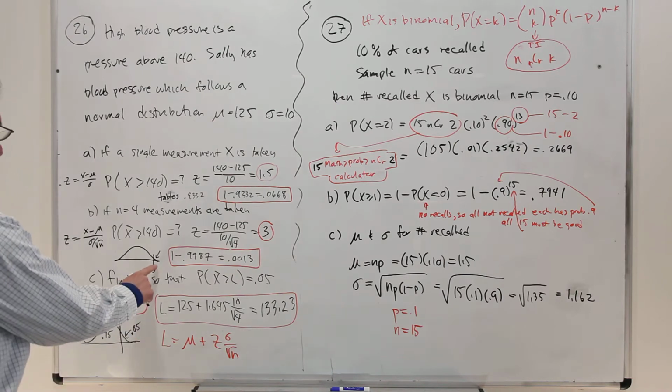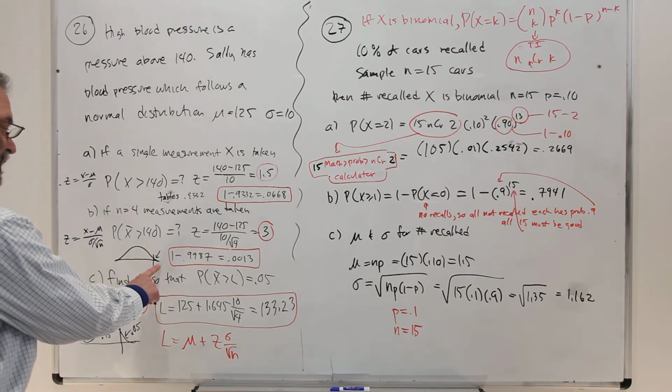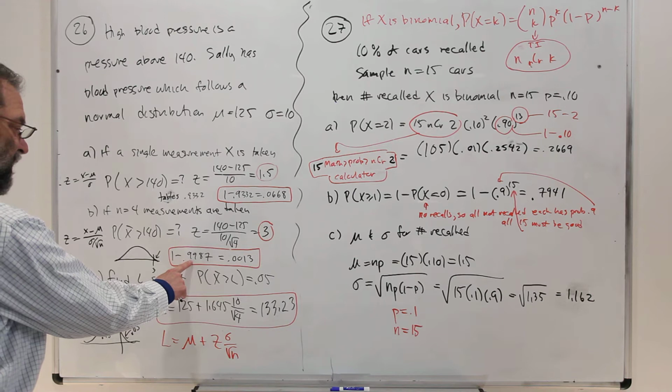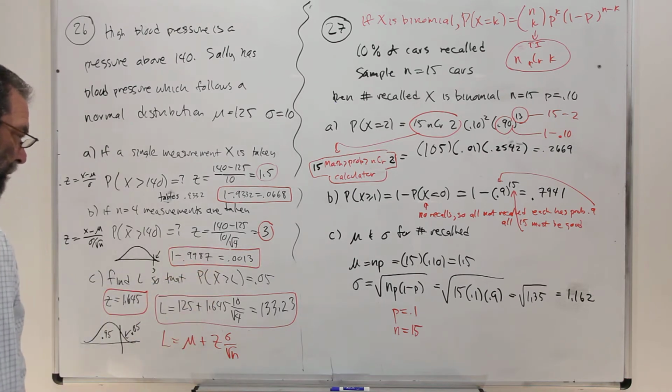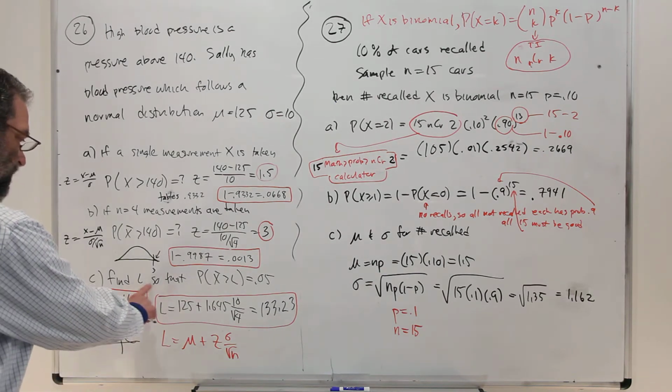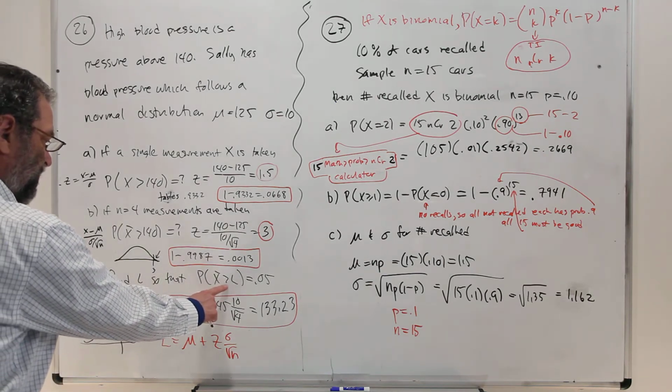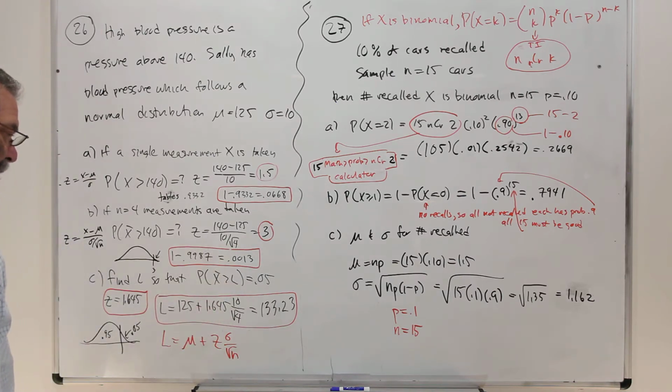So 3 is way out here. The chance of being above 3 is pretty tiny. It's 1 minus 0.9987, or 0.0013. So those are pretty straightforward, but here's a harder question. Find L so that the probability the average exceeds L is only 0.05.